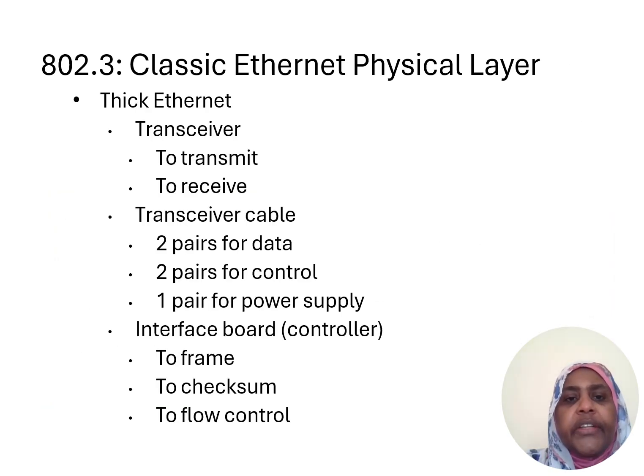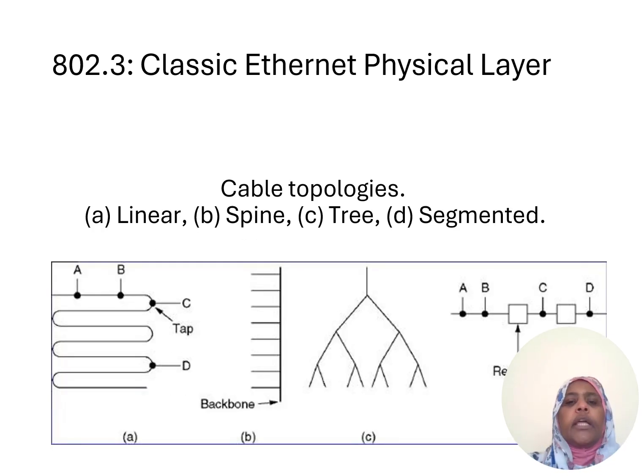The thick Ethernet, which is now obsolete, consists of a transceiver to transmit and to receive, a transceiver cable, which consists of two pairs for data, two pairs for control, and one pair for power supply, and an interface board, that's the controller, to frame, to calculate checksums, and to control the flow.